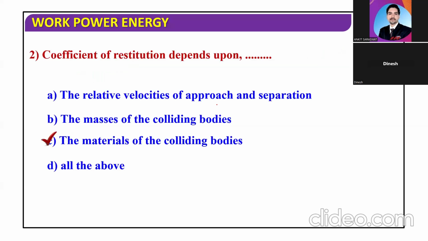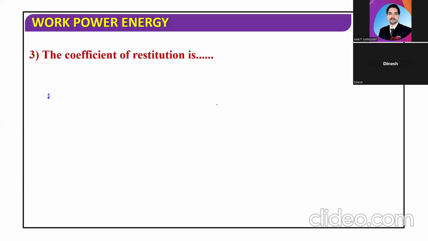Material, what I speak. It is independent of the mass. It is independent of the velocity of the colliding body. It depends on the nature of collision. For elastic, it is 1. For perfectly inelastic, it is 0. It is a ratio.